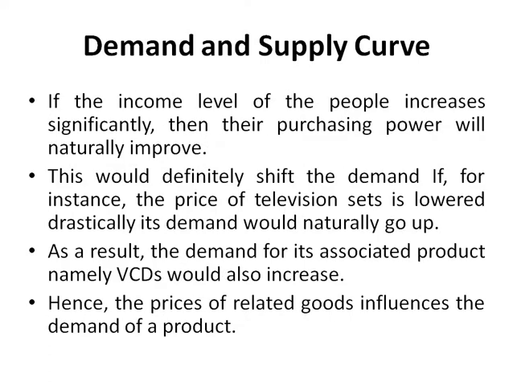So if the income of the people increases significantly, then their purchasing power will naturally improve, because it is with money that they make their purchases. This would definitely shift the demand. For instance, if the price of television sets is lowered drastically, their demand would naturally go up. As a result, the demand for its associated product, namely VCDs, would also increase. Hence, the price of related goods influences the demand of the particular product.